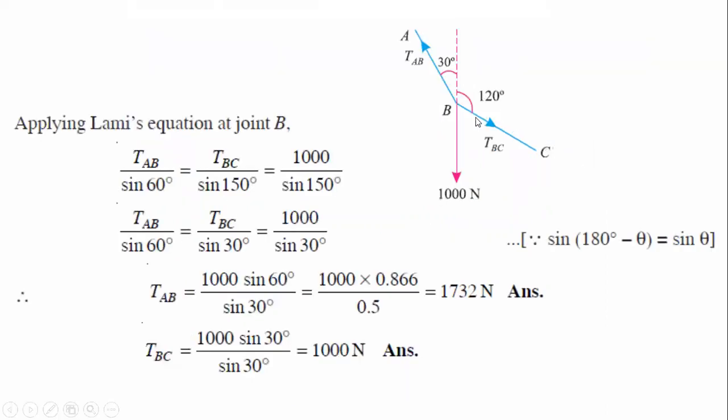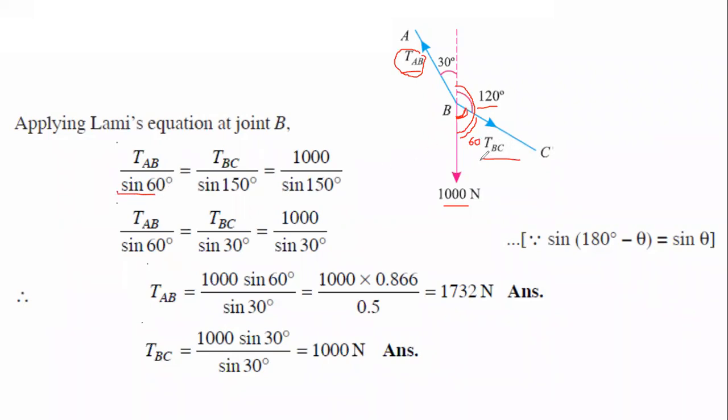First, let us consider the free body diagram of joint B. Here there are three forces: the weight, the tension in BC, and the tension in AB. For the tension AB, the opposite side angle is this one. How do you get this angle? Out of the total 180, if you subtract this 120, you get the remaining angle of 60 degrees. That's why sine 60 is taken here.